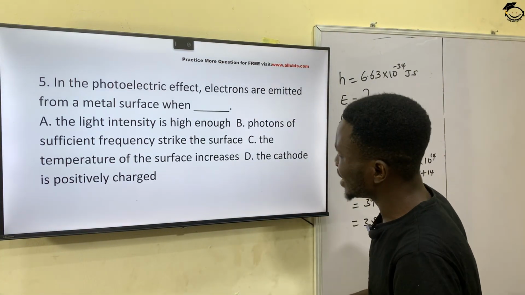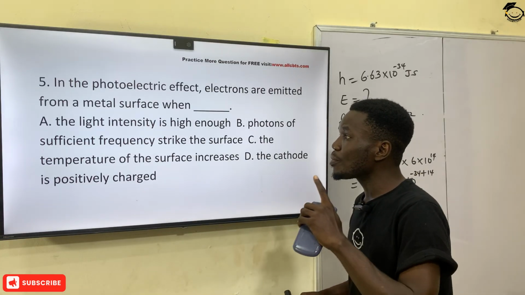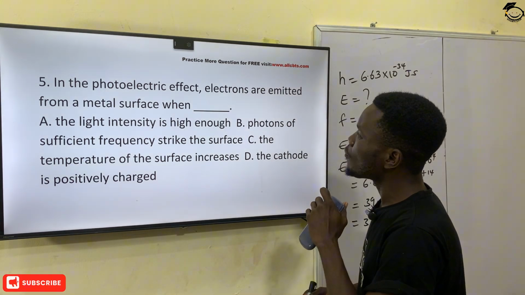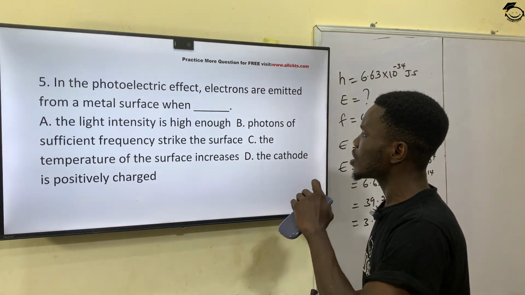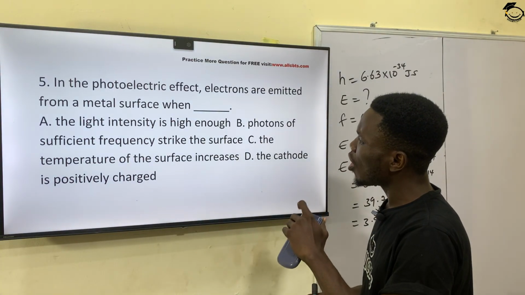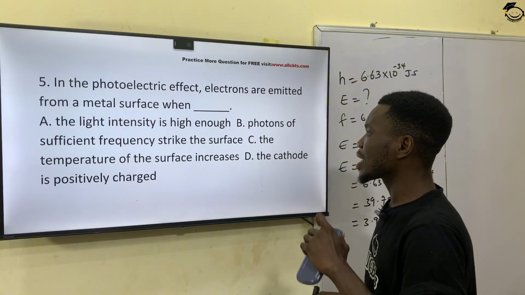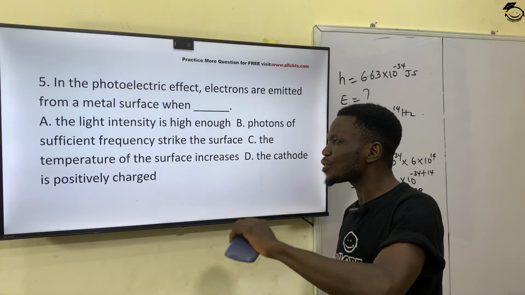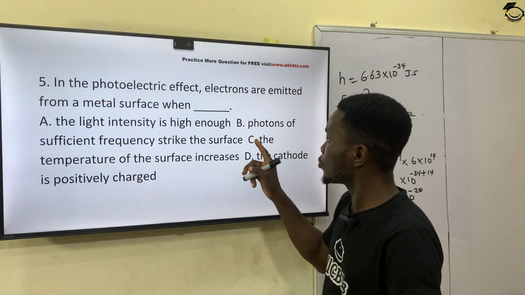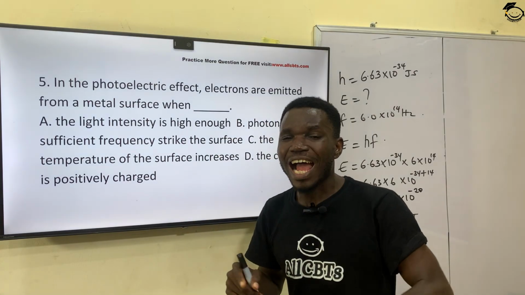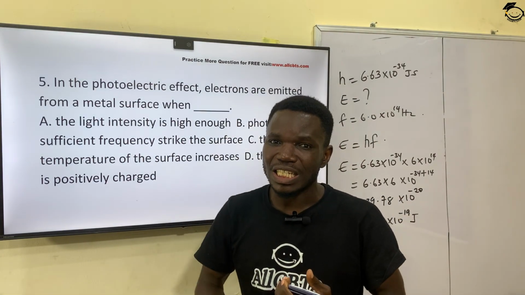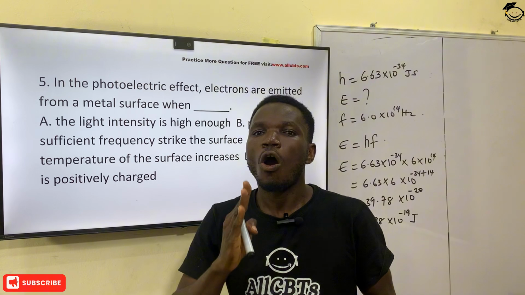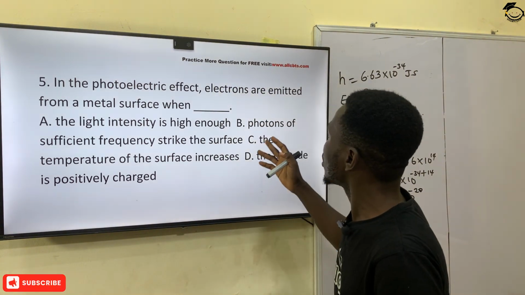So that is also question number 5, which says, in the photoelectric effect, electrons are emitted from a metal surface when dash. A, when the light intensity is high enough. B, when the photons of sufficient frequency strike the surface. C, when the temperature of the surface increases. And D, when the cathode is positively charged. The correct answer is when the photons of sufficient frequency strike the surface, which is option B. Remember I said that the frequency of the photons striking the metal must be higher than the threshold frequency of the metal itself. So the correct answer is option B.